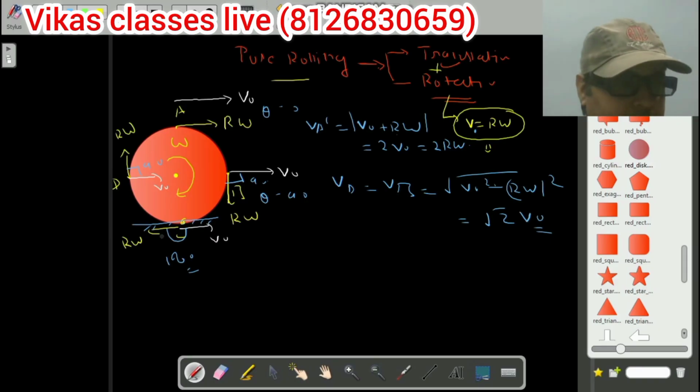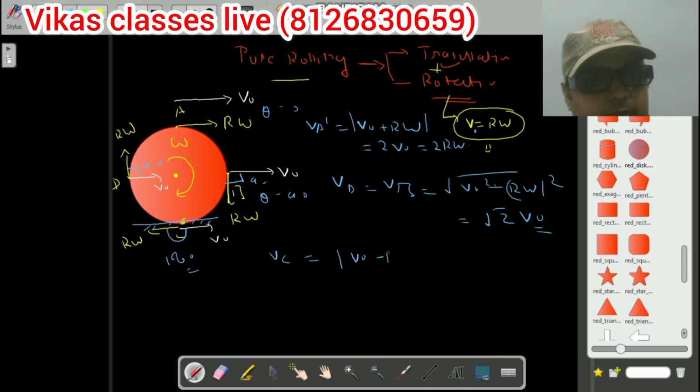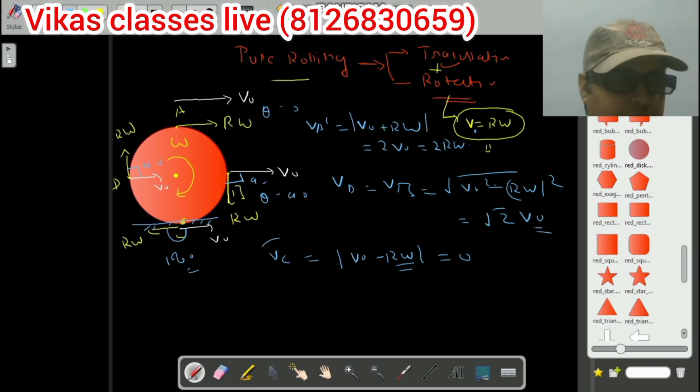Now at point C, the magnitude is V naught minus R omega, as the angle is 180 degrees. According to the parallelogram law, whenever two vectors and the angle between them are given, we can write the resultant velocity as the under root of VA square plus VB square plus 2 VA into VB cos theta. Theta is the angle between these two vectors, which is 180 degrees. Then VC is equal to V naught minus R omega, which is 0 because R omega is V naught. V naught minus V naught is 0.